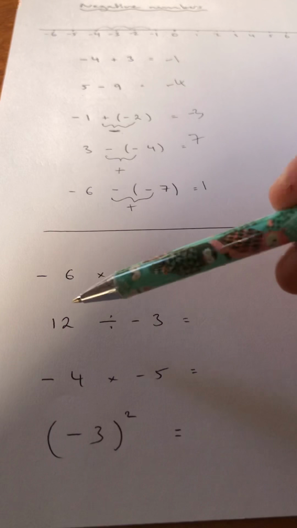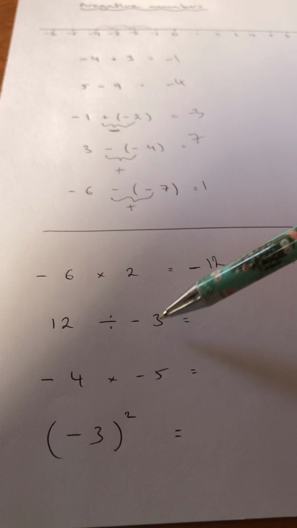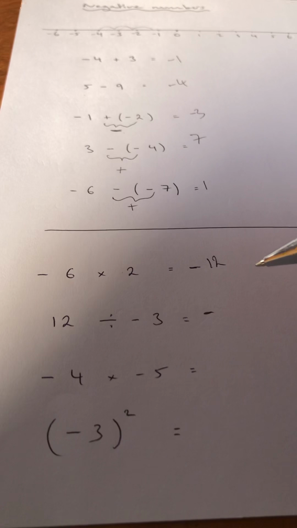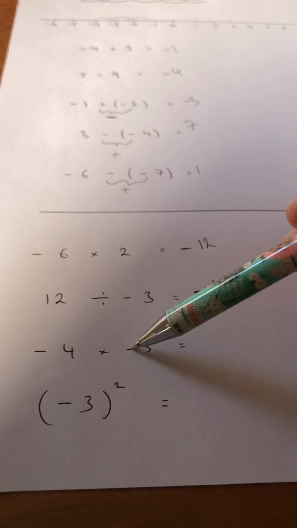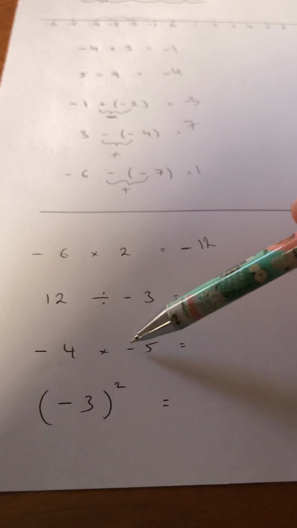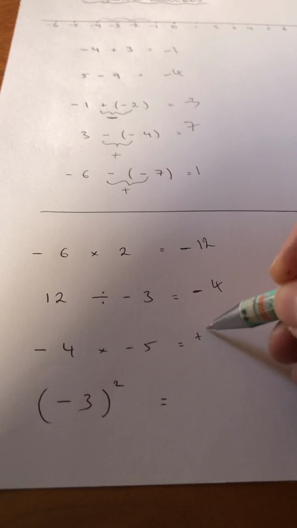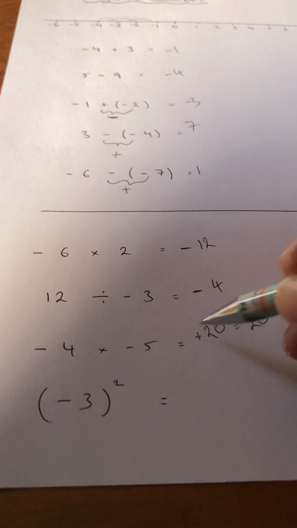The same with division. Look at the signs in the question. I've got a +12 there, divided by -3. Signs are different. The answer will be negative. So -4. Here I've got -4 multiplied by -5. Signs are the same this time, so they're happy, they agree. So it's a positive number, and 4 times 5 is 20. And I can just write that as 20. I don't need to write that plus.